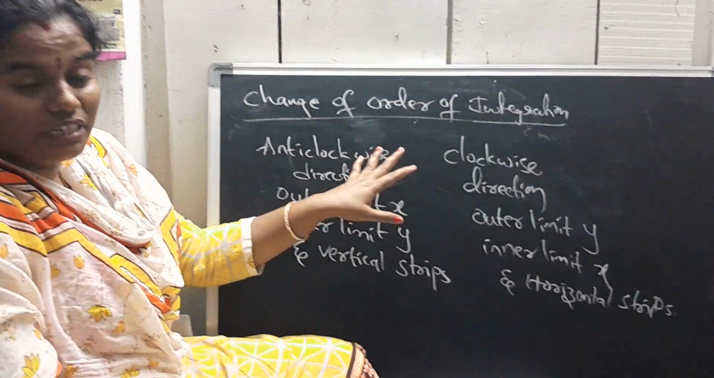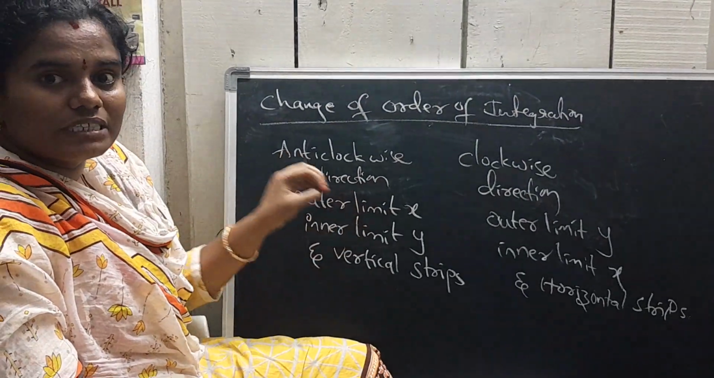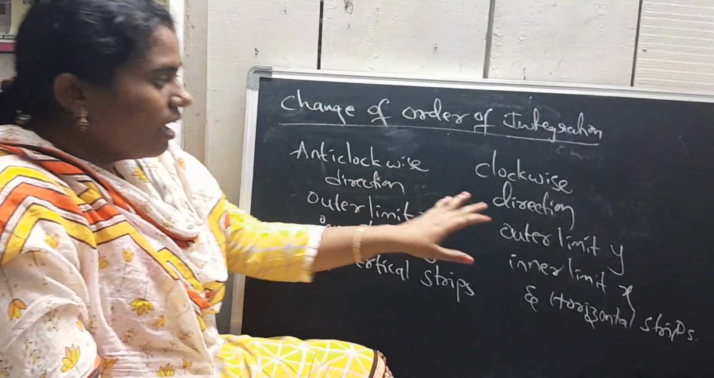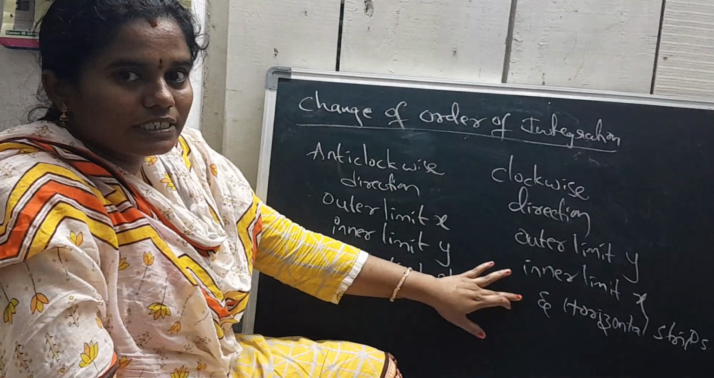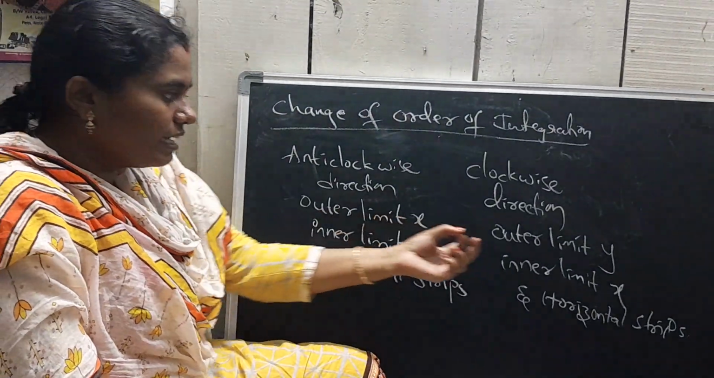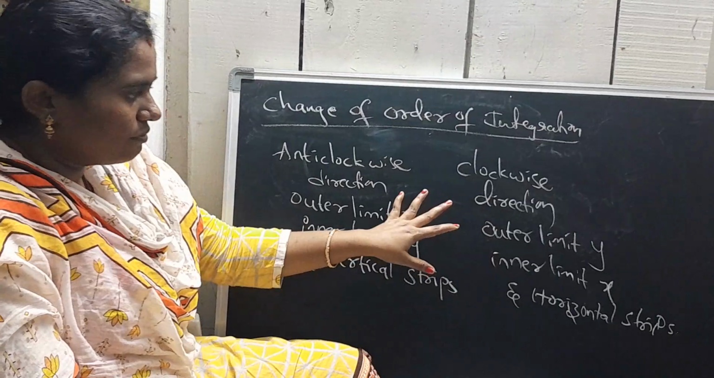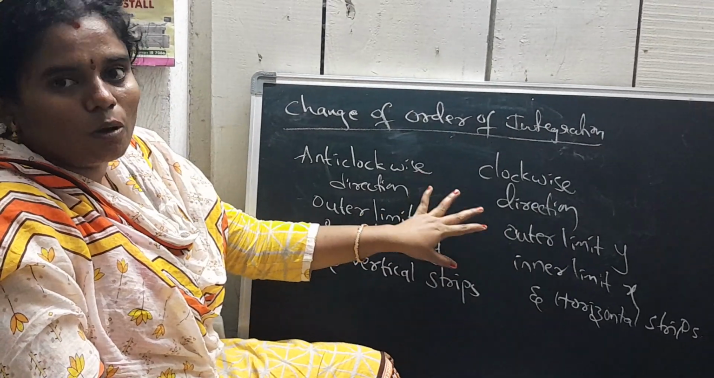In change of order of integration, vertical strip means always anti-clockwise direction. Clockwise direction means horizontal strip. Here the outer limit is x, here the outer limit is y. This you have to remember first before going to problems.